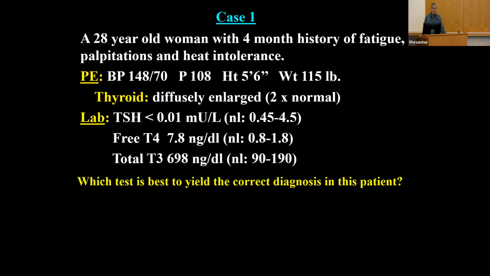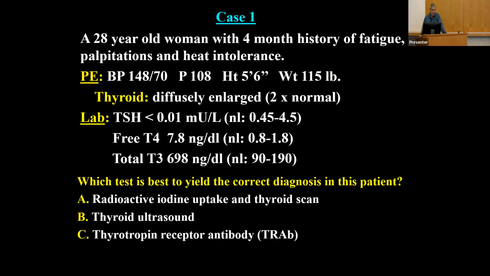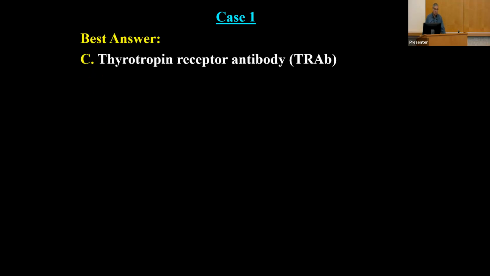So what's the very best test now for us to get a correct diagnosis? A radioactive iodine uptake and scan, or a thyroid ultrasound, or a thyrotropin receptor antibody, or a thyroperoxidase antibody. So the answer here, of course, and you all do this very well, is measure a thyrotropin receptor antibody. This is the actor. This is what causes Graves' disease. This is an autoimmune disease. This is the antibody that stimulates the thyroid gland. If it's positive, they have Graves' disease. If it's negative, they have something else, and you need to look farther.